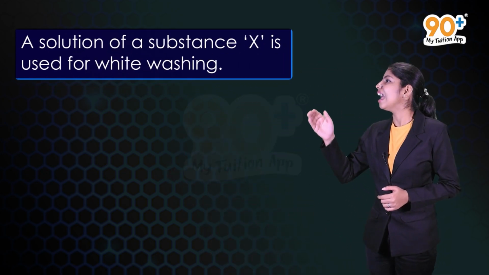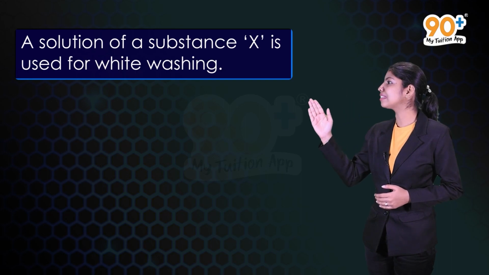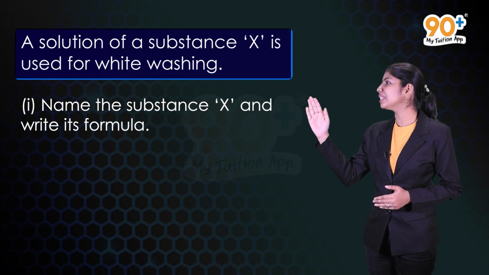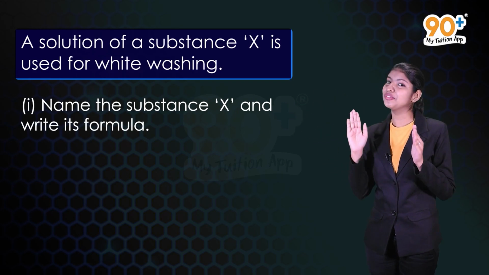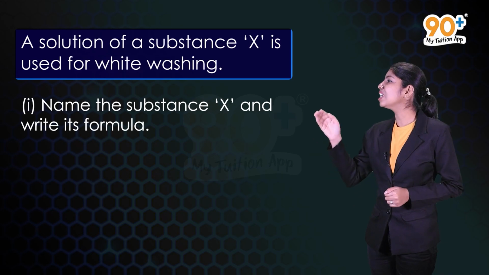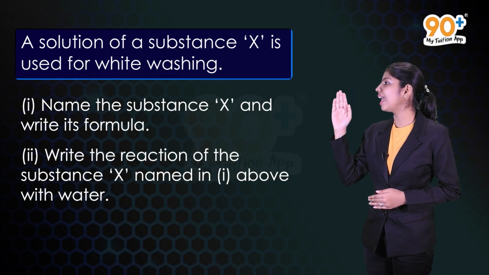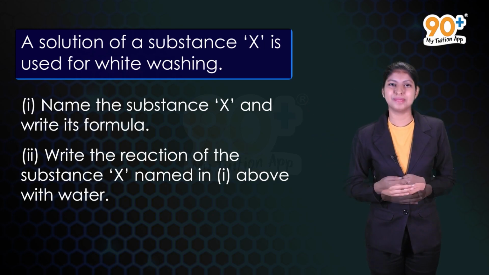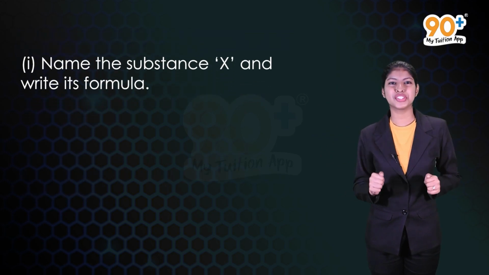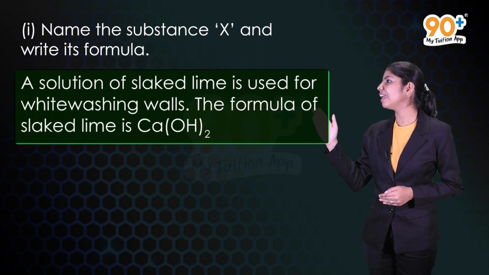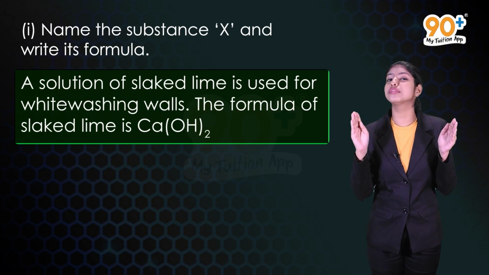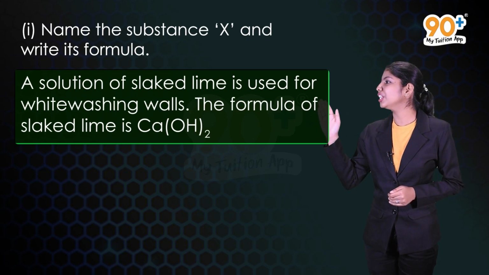Now let's discuss some questions. First one is, a solution of a substance X is used for whitewashing. First question is, name the substance X and write its formula. Second question is, write the reaction of the substance X named in the first question above with water. The answer for the first question is, a solution of slaked lime is used for whitewashing walls, and the formula of slaked lime is Ca(OH)2.